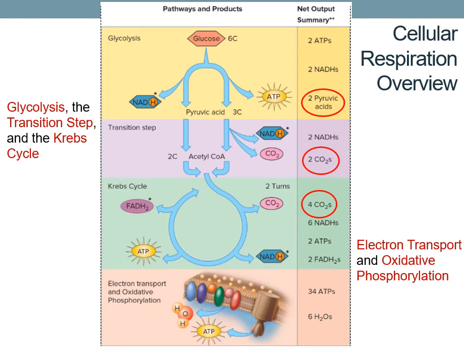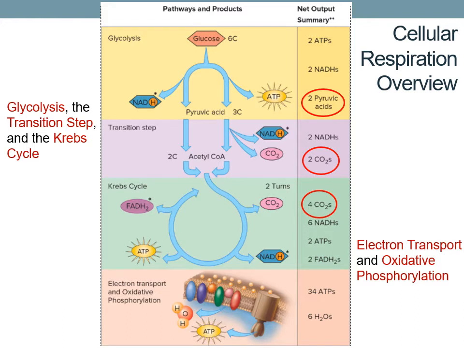This is an overview that shows the three major stages of cellular respiration: glycolysis, the transition step, which is not really considered a stage, but it's very important, the Krebs cycle, and the electron transport oxidative phosphorylation stage. You should be very familiar with how this system works and the molecules produced at each stage.